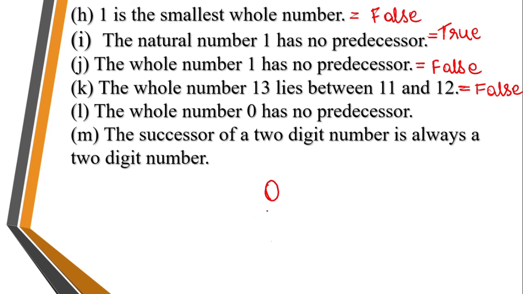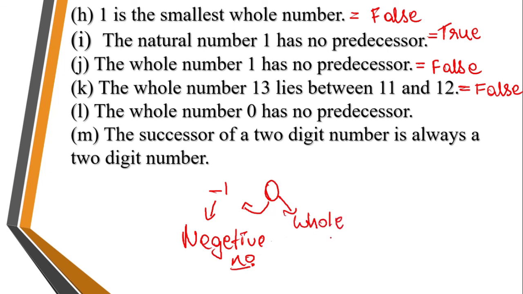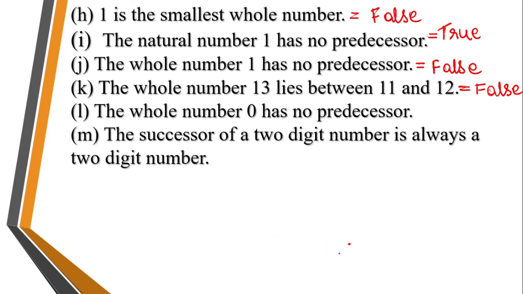Now, 0 has a predecessor which is -1, right? And -1 is a negative number. And 0 is a whole number. So -1 is not a whole number, right? So if we consider 0 as a whole number and say it has no predecessor, 0 is a whole number and it doesn't have a predecessor which is a whole number, right? So this statement is true. The whole number 0 has no predecessor. It has, but it's a negative number. This is true.